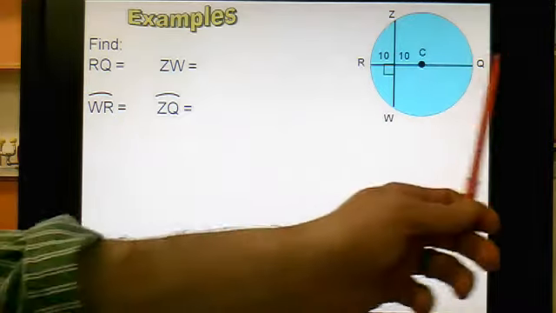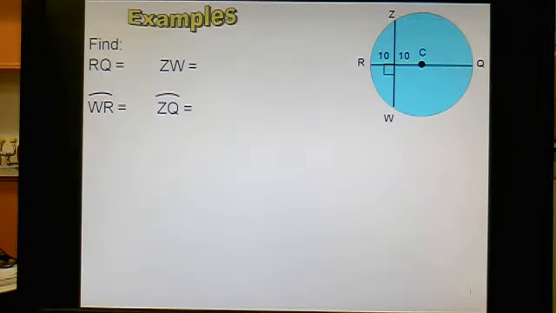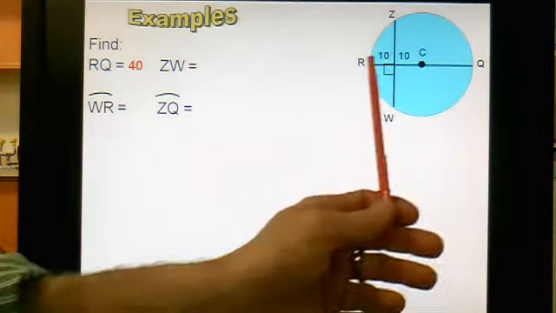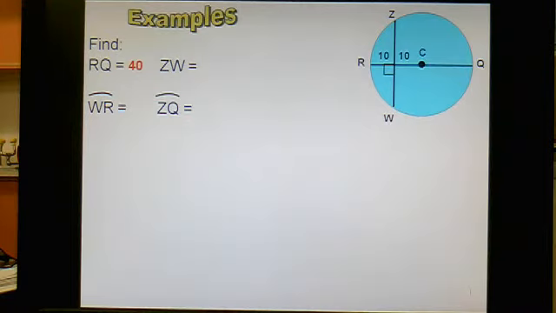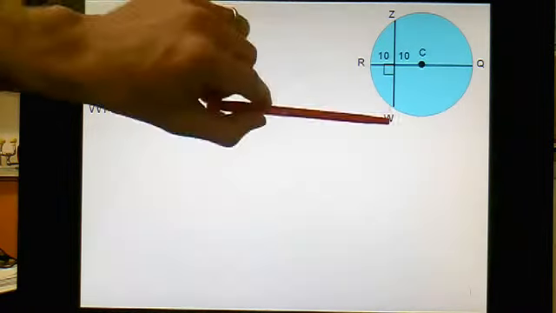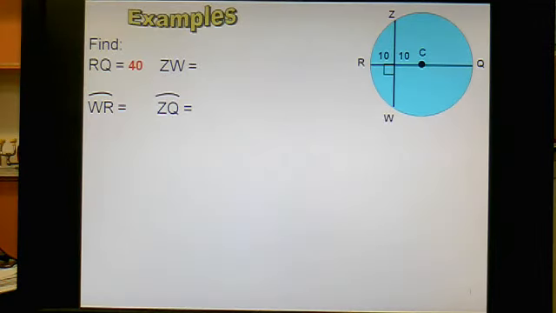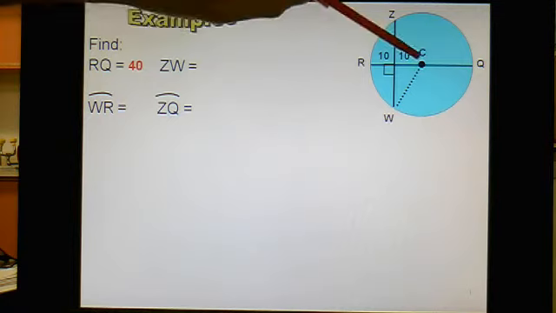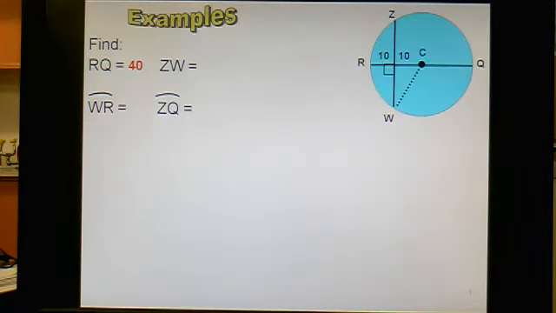RQ, of course, is the diameter, which I think is the easy one. That's, of course, 40, because RC is 20. So you're saying if this is 20, well, the whole thing's 40. Done. Double the radius. ZW is the one that's this entire chord. If you don't know how to draw that hypotenuse on there, you're going to have trouble.